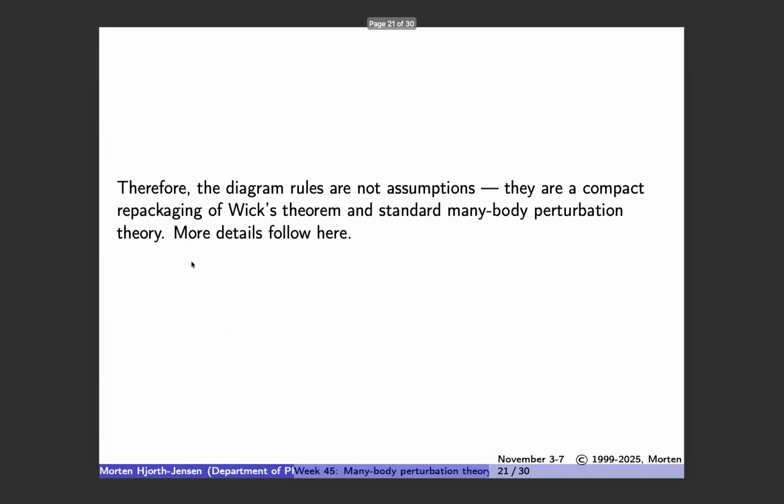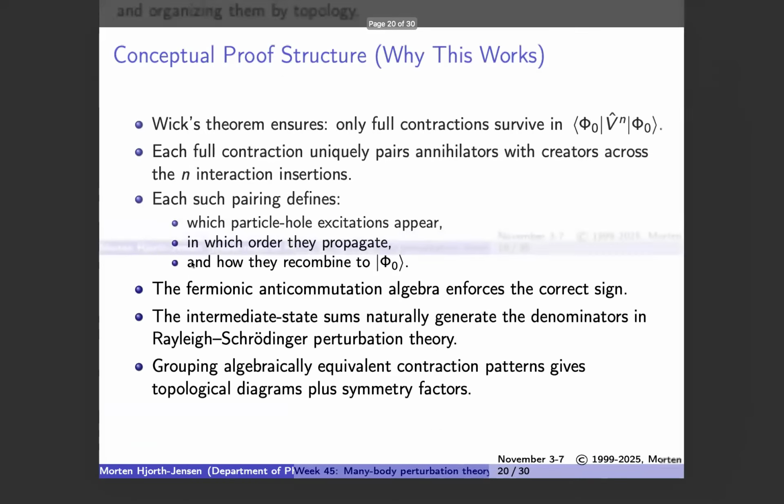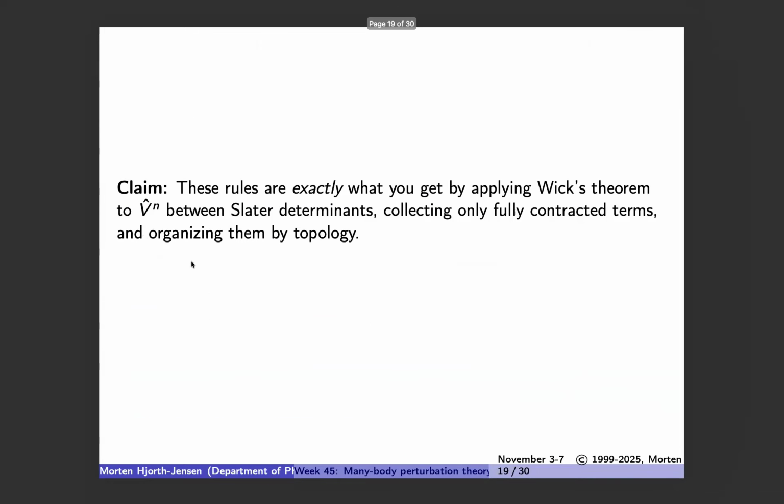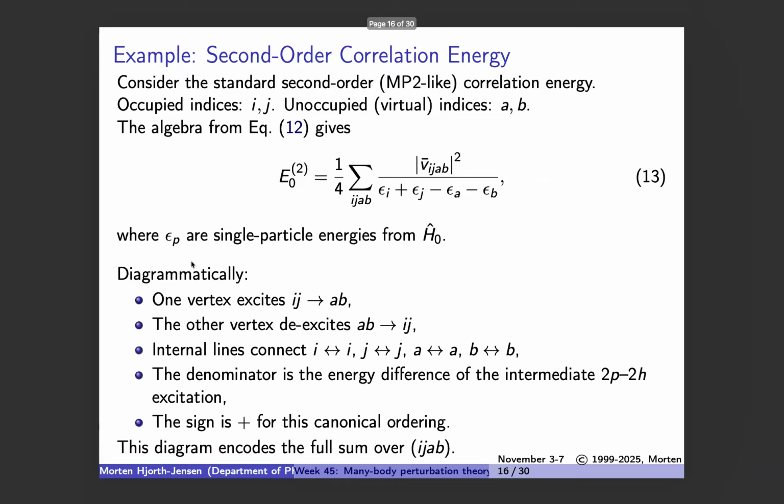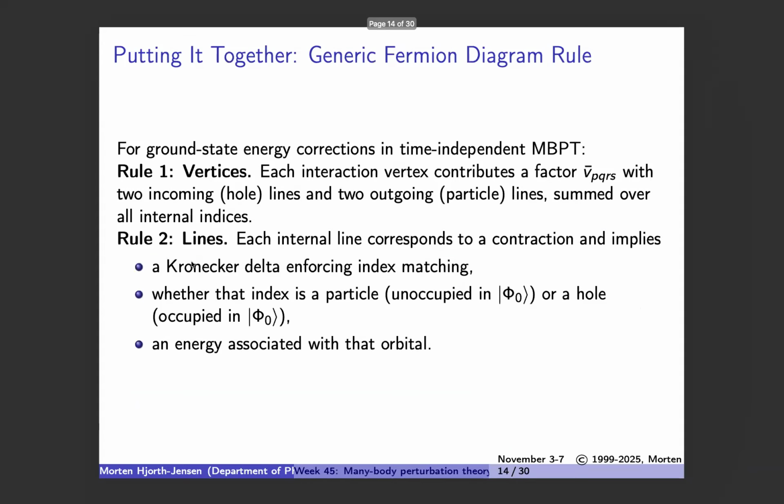So in those slides, what we have is a summary of the diagram rules. Let me just bring them back here again. The standard rules which we are going to play around with again and again now are, first, that you have the vertices. Each interaction vertex contributes a factor if you have a two-body interaction, with two incoming, if you're in the hole formalism, then you have hole lines.